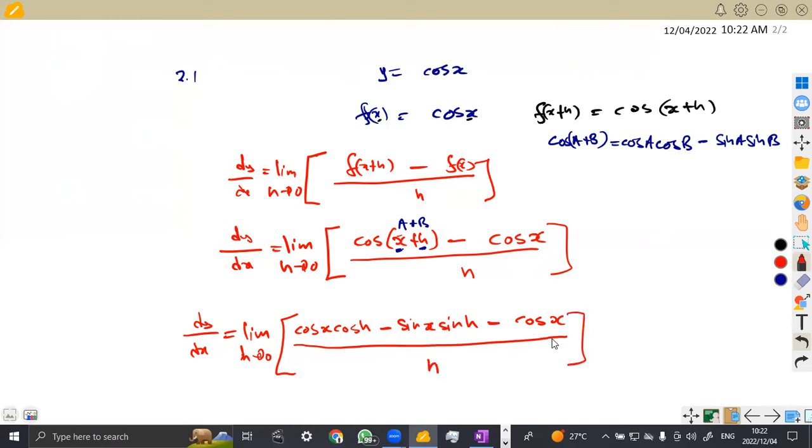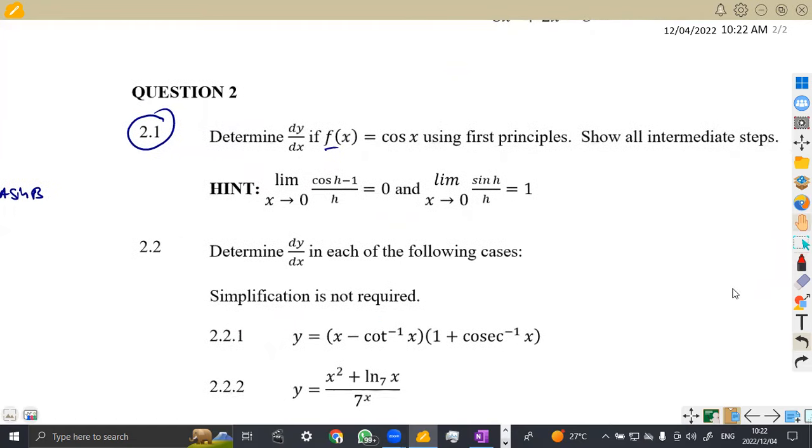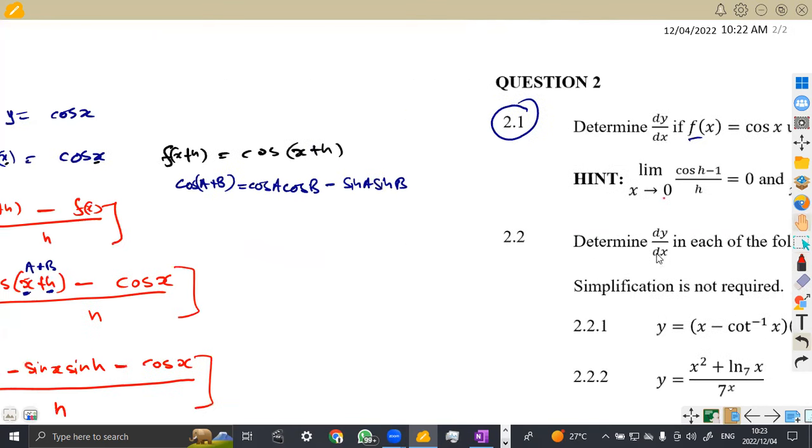We have applied our identities, yes, but there is something that is happening here. We are going to separate our terms, but in a manner that we can actually apply the given limits. I mean, these are limits that we are given, not identities: (cos h minus 1) over h as h approaches 0, and sin h over h. So to have these limits, how are we going to rewrite our expression? That is the question. Okay, let me take you back here.